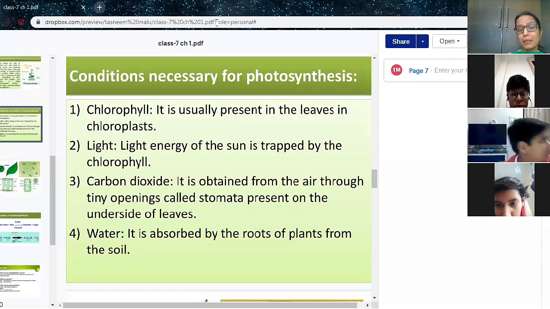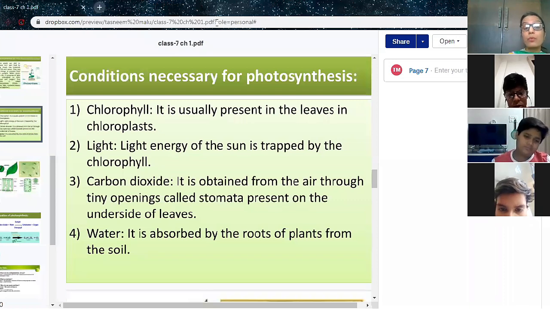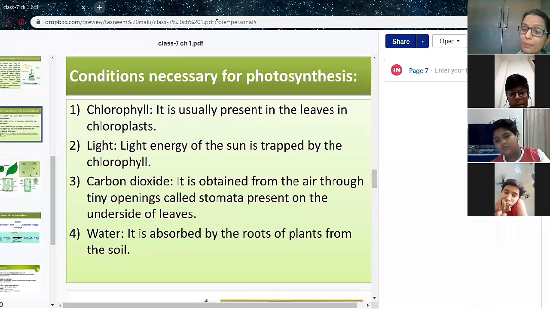As we all know, our atmosphere contains carbon dioxide. Right? This carbon dioxide is absorbed by the plants through tiny pores present on the underside of the leaves. These pores are known as stomata. Stomata absorb the carbon dioxide from the atmosphere.